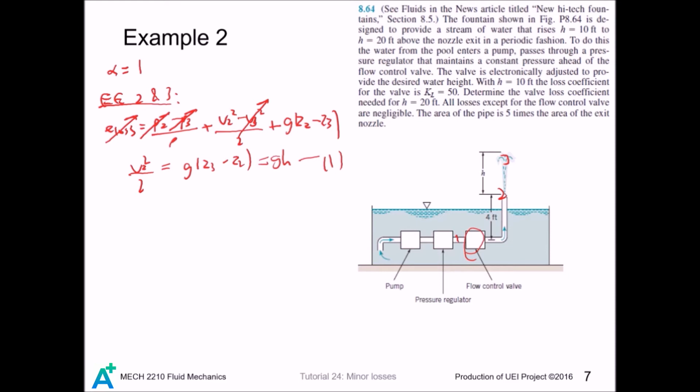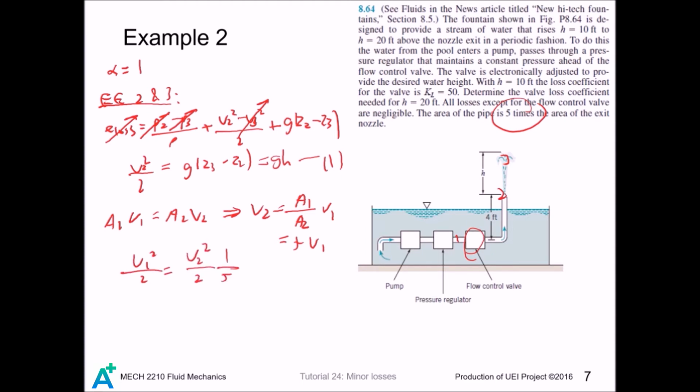Then, we apply the continuity equation between 1 and 2. And it is 5 times. And if we plug this result into our first equation, so this is our second equation. And then we can do an energy equation between 1 and 2.